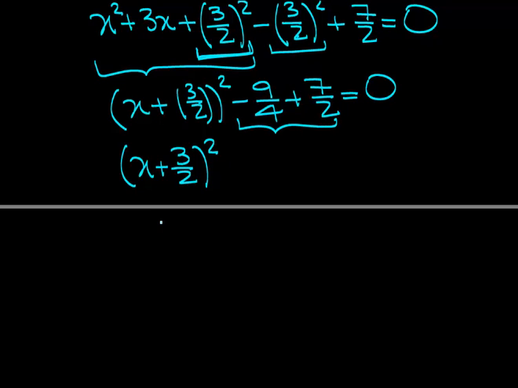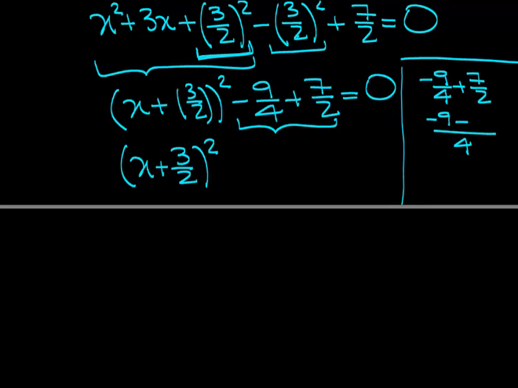I need a common denominator, so always do that on the side. Don't ever do it in the problem. I have my negative 9/4 plus 7/2. So I get common denominator is 4, so I get plus 14 because you multiply this by 2 and this by 2. So we end up with 5 over 4.